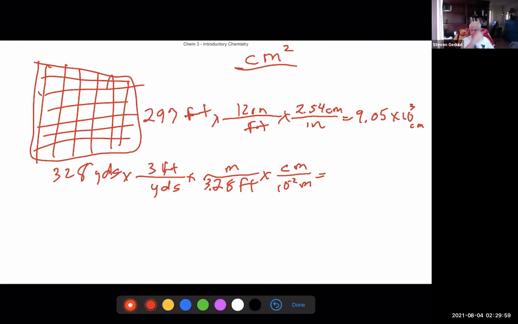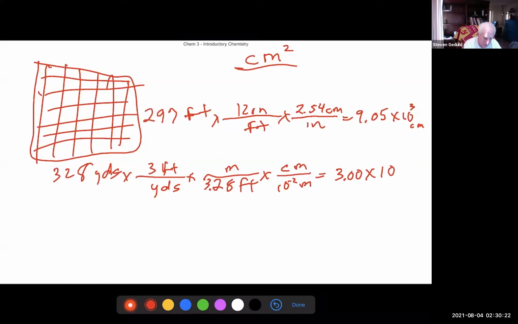Okay. Bottom one is 328 times 3 divided by 3.28 equals 300. So 3 significant digits, 3.00 times 10 to the, and the negative 2 comes up, becomes 10 to the 2 centimeters.